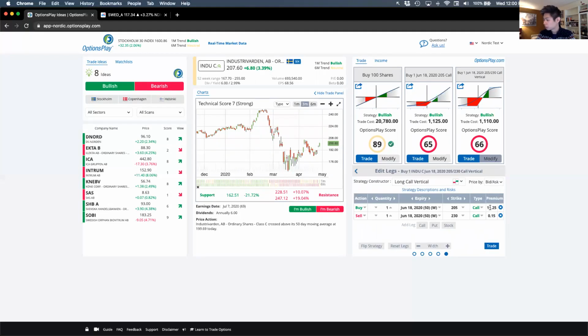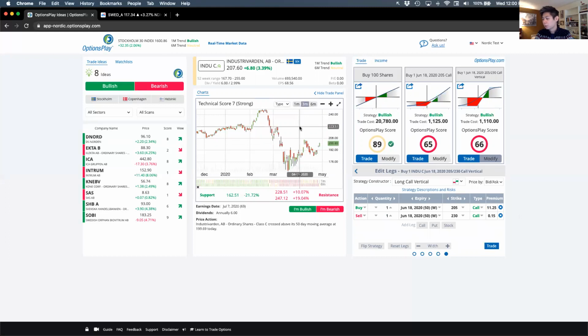So let's take a look at why, right? So here I'm paying 11.25 crowns for the 250 calls. And on the 230 calls that I'm selling against it, I'm only collecting 0.15 crowns. So in this particular case, I'm really not getting a lot of premium. I'm not really reducing my risk by much. So this is a trade that I probably wouldn't really trade unless I'm really bullish on this stock. So I don't know what your views are here on Kaj.